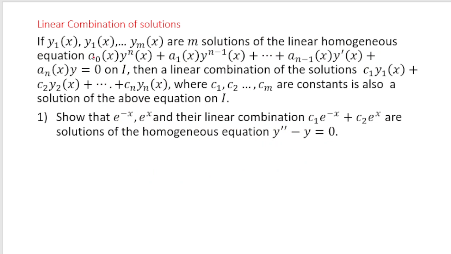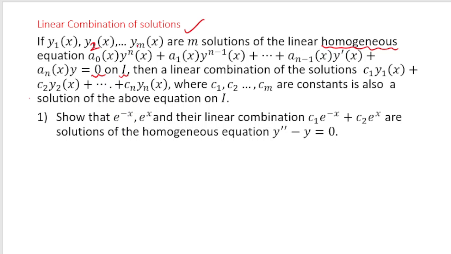Next important thing is the linear combination of solutions. We have not discussed how to find the solution of it. In the next video I will talk about how to solve a linear differential equation of a special type, but there are certain things which we should know. So one of the things is, what do you mean by the linear combination of solutions? So if y1x, y2x and ymx are m solutions of a linear homogeneous equation, and this is how the linear homogeneous equation will look like, the right hand side will be equal to 0 on an interval I.